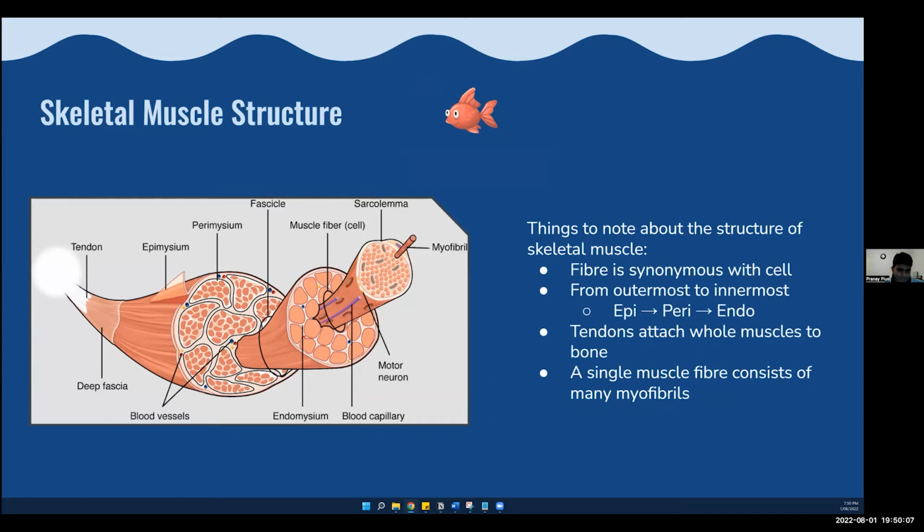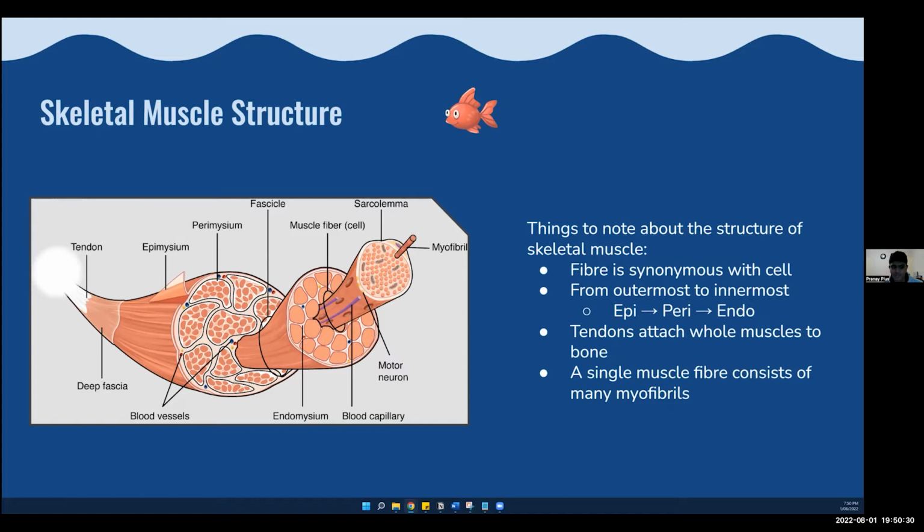the sarcolemma. Oh, no, that's wrong. Fascicle has a bunch of muscle fibers inside it, and then inside a muscle fiber, there's a bunch of myofibrils, which is a lot of new words that you aren't used to. So I'm going to go through some basic definitions. But before that, I'll start with just a few basic things.